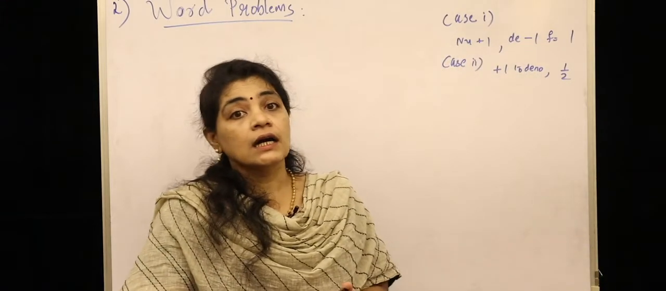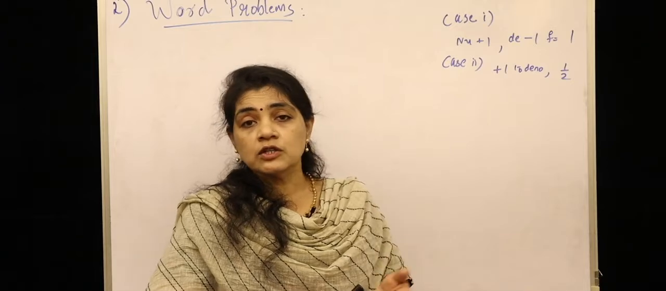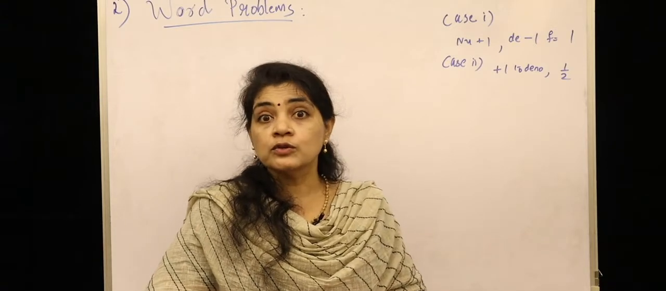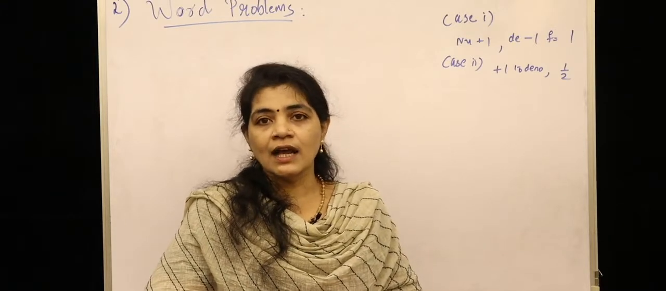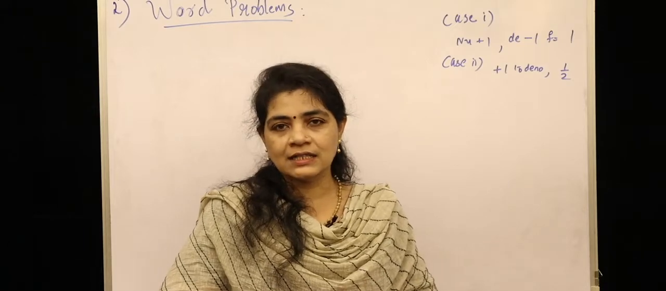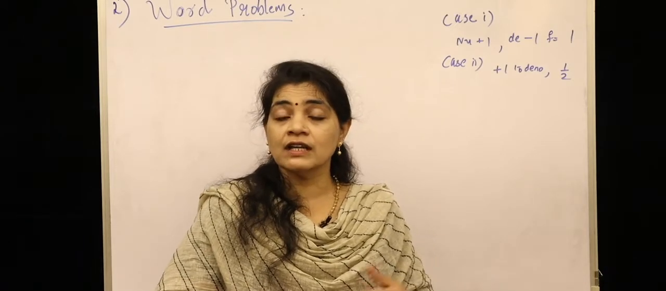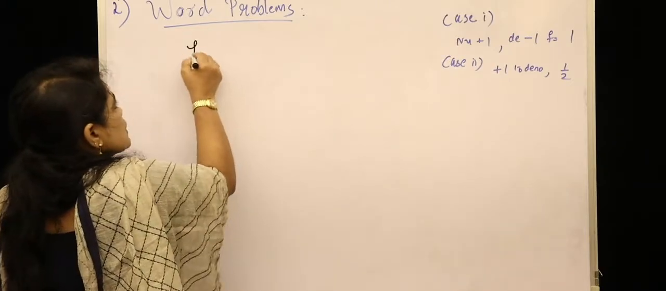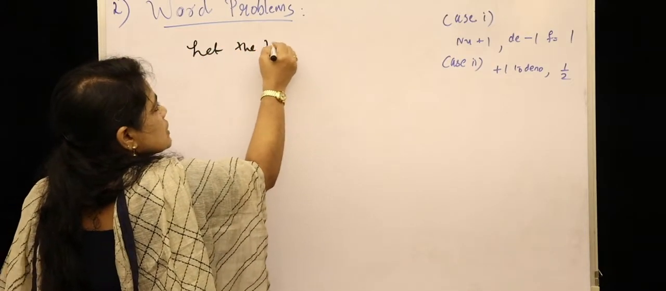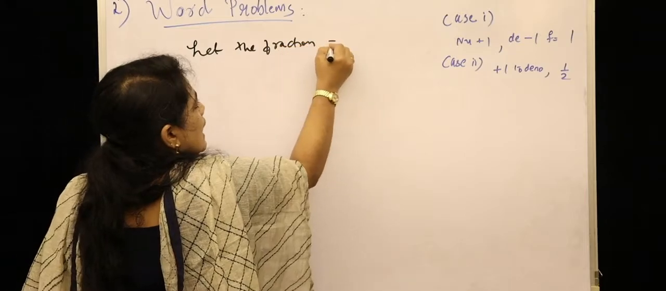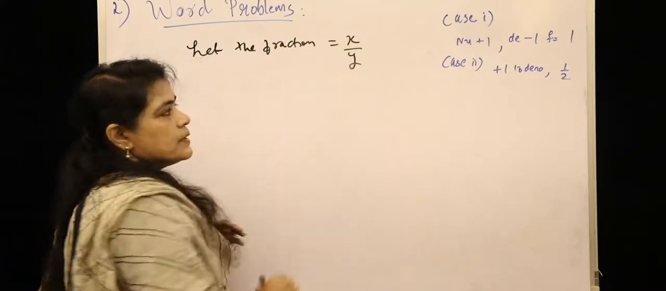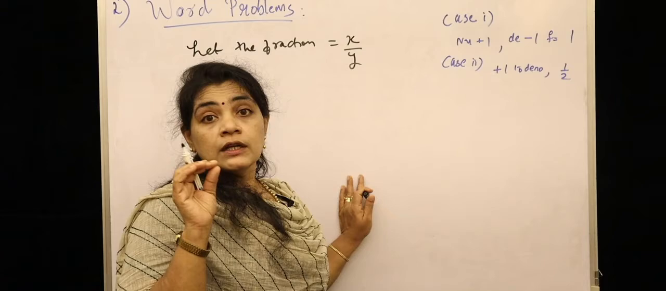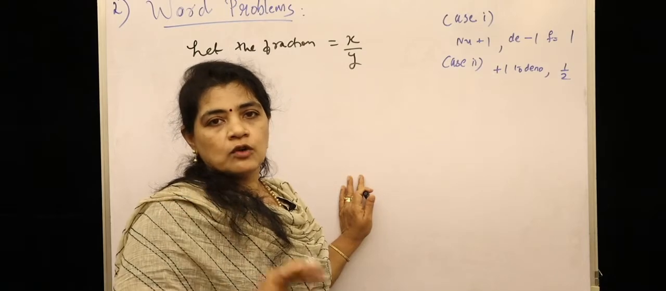That is, we have 2 cases. Based on these 2 cases, we can easily form 2 equations, using different variables, that is x and y. Here, what is asked? We have to find out the fraction. So let the required fraction be x by y. We are representing x as the numerator and y as the denominator.